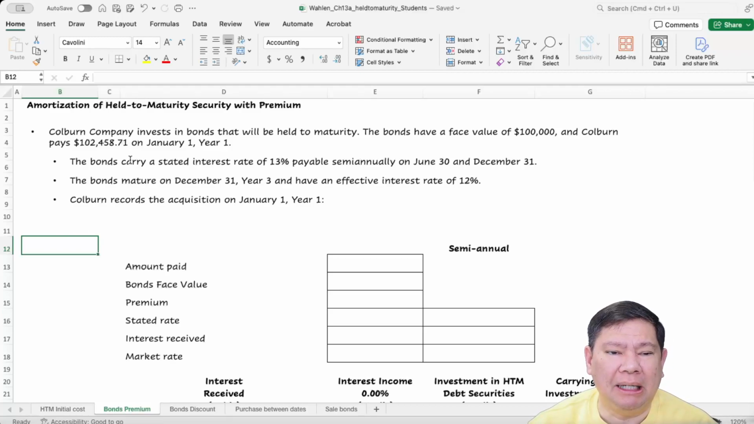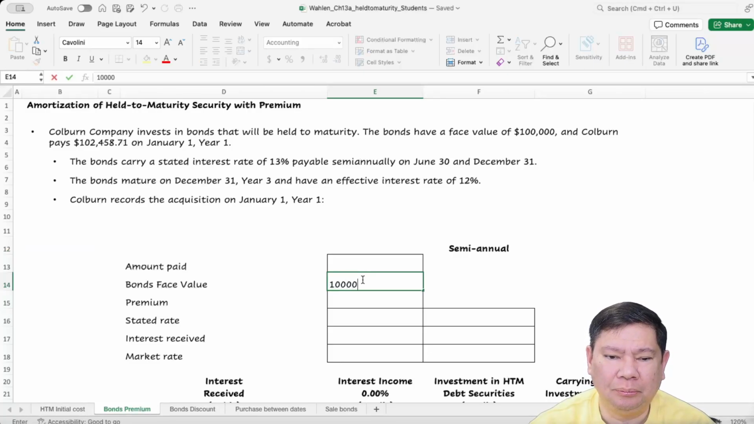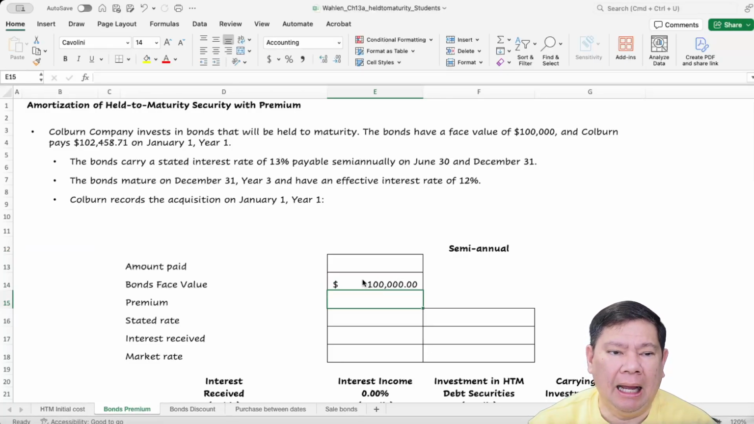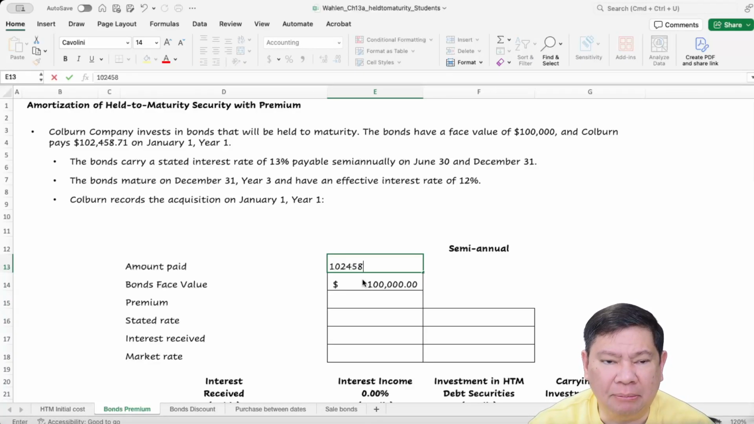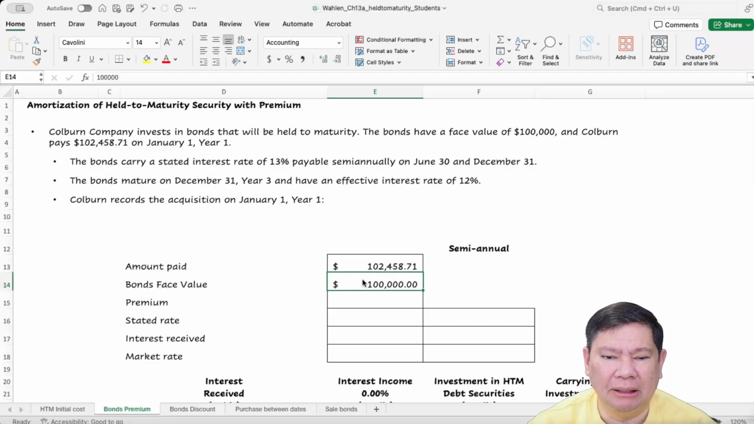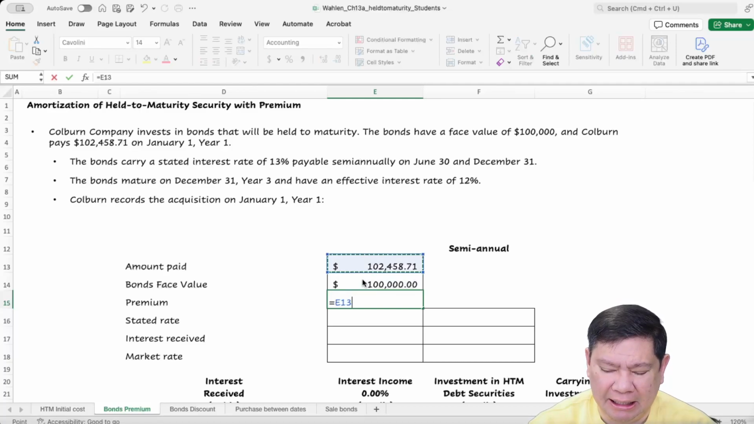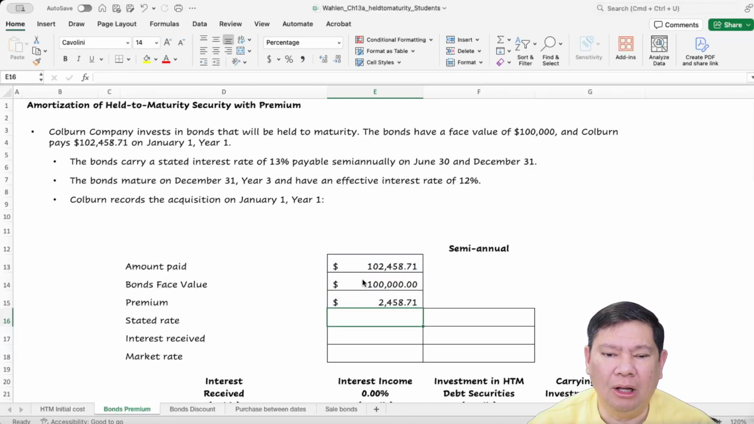So Colburn Company invests in bonds that will be held to maturity. The bonds have a face value of 100,000, and Colburn pays 102,458.71. So you see the price of the bonds is higher than the face value. The difference is a premium of 2,458.71.